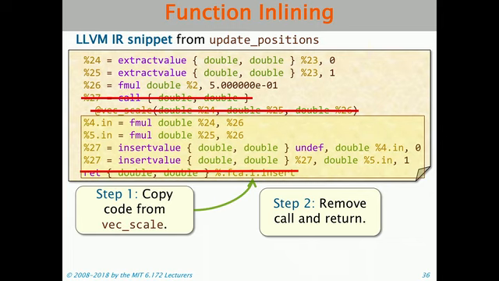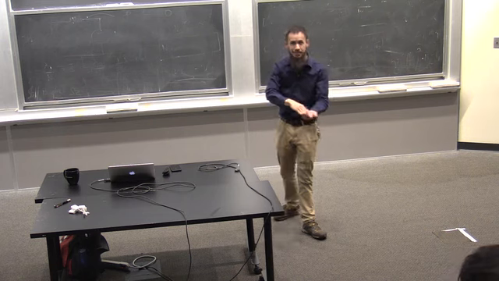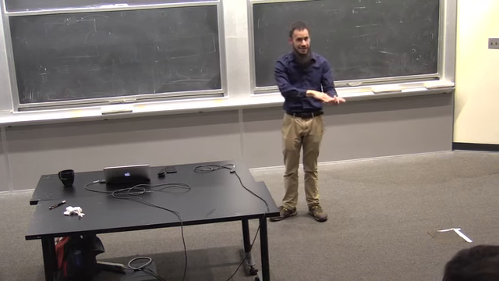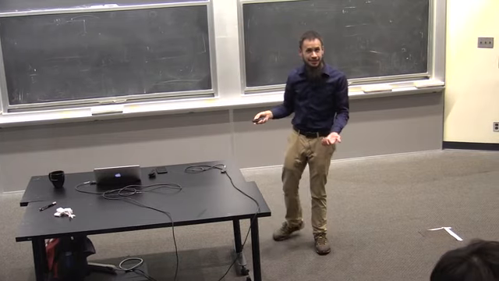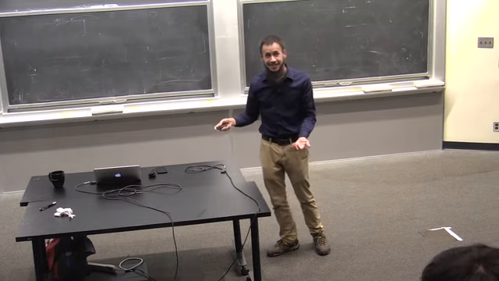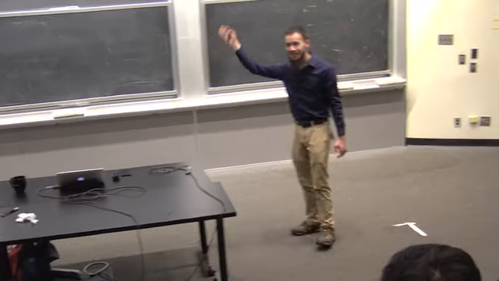We identify some function call, or the compiler identifies some function call, and it takes the body of the function and just pastes it right in place of that call. Sound good? Make sense? Anyone confused? Raise your hand if you're confused.